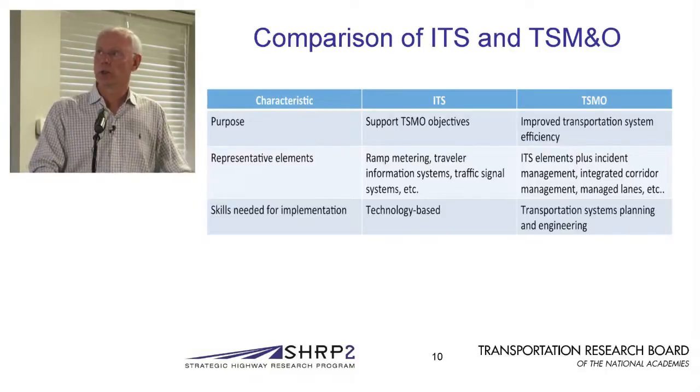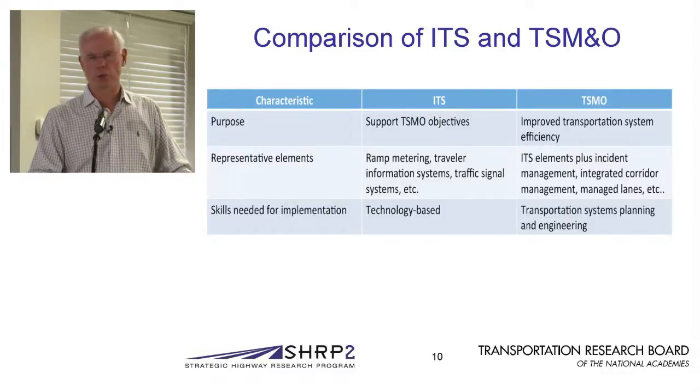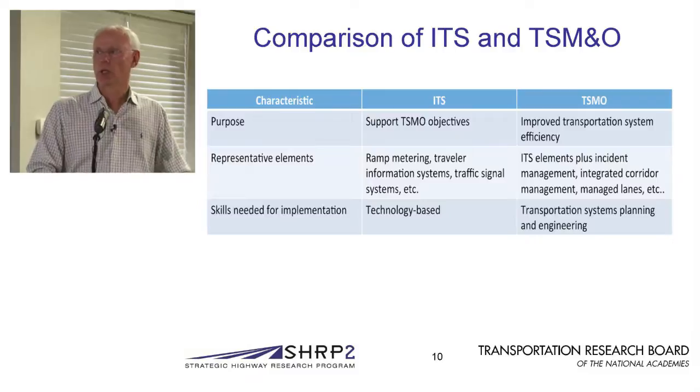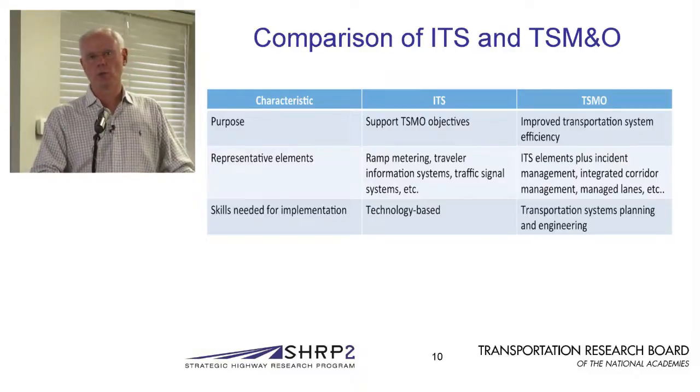If you look at the TSM&O column, you'll see the purpose is to really achieve the benefits of transportation system efficiency. You'll see the elements are broad, not only comprised of ITS elements, but also a management component. So we get into processes, procedures, policies, those kinds of things. And the skills are more typical of the skills that are present in most transportation agencies dealing with transportation planning and engineering.